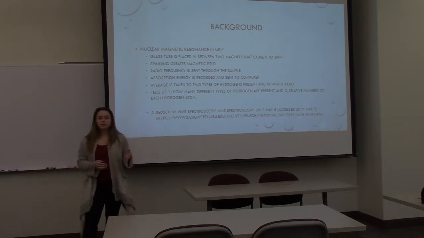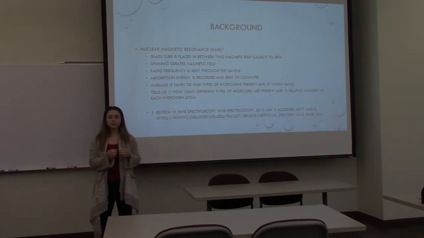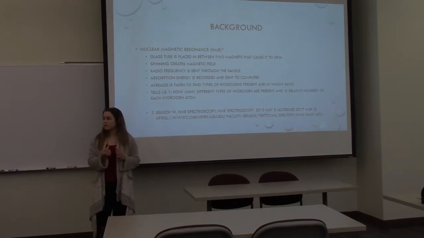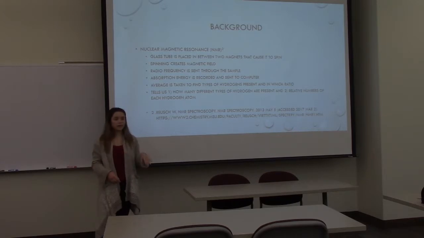So a little bit of background about what the NMR does. The NMR, when you put your sample in a tube, you can put the tube in between like two sets of magnets, and the magnets cause the tube to spin, and it creates a magnetic field. And that magnetic field sends a radio frequency through the sample, and that radio frequency is measured and depicted as peaks again on the NMR.